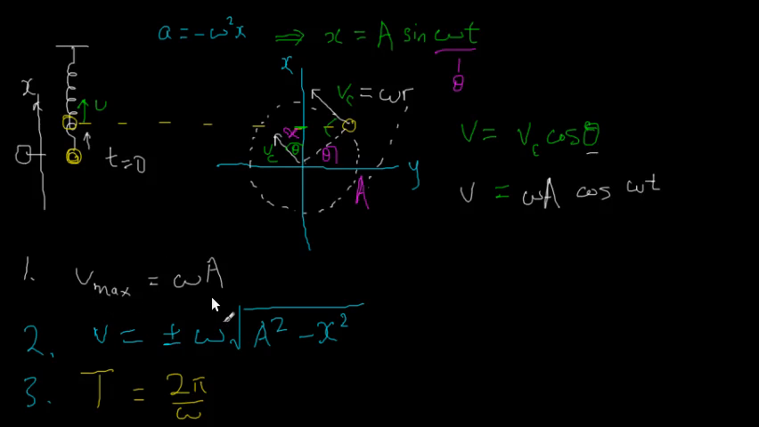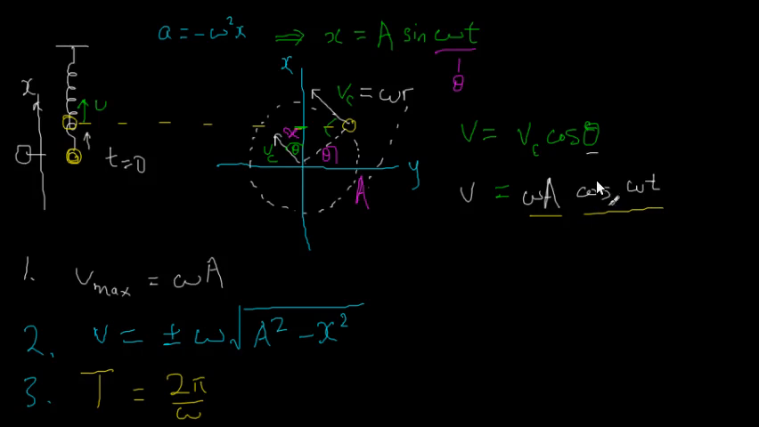Right, the first one, V max is omega times A. How does this come about? Well, this one is quite simple. It comes from this equation. So V is equal to this number times cosine omega t. Now the number in front of the cosine function would give the maximum value for V. So that's why the maximum V is just omega A. So it's something that we can just read from this equation, right?